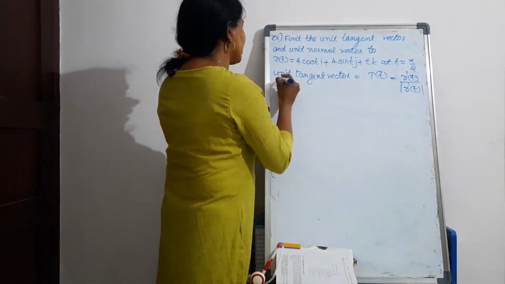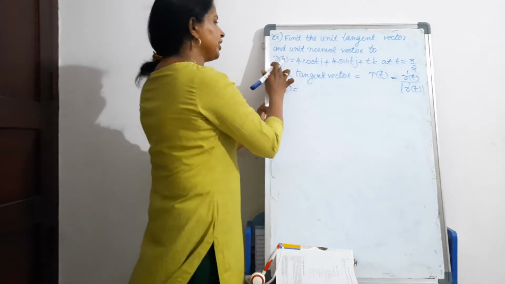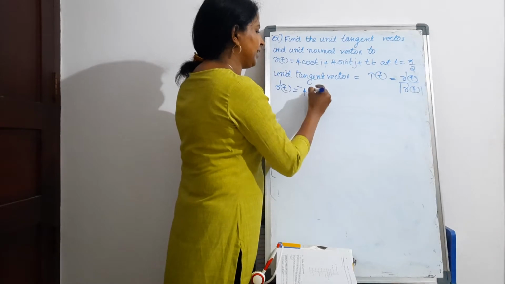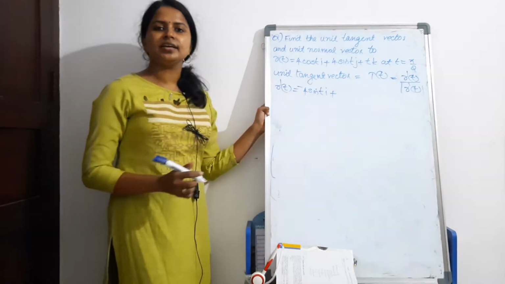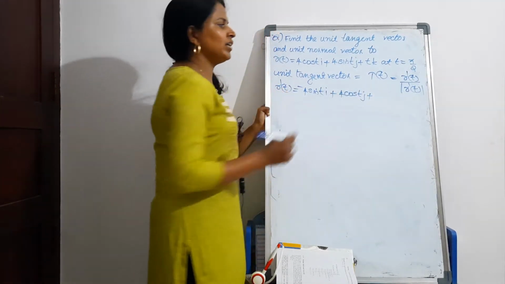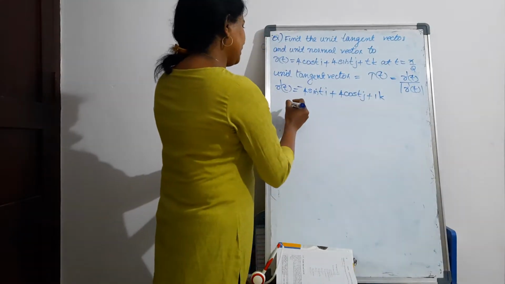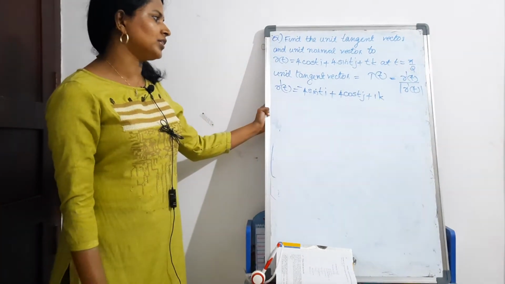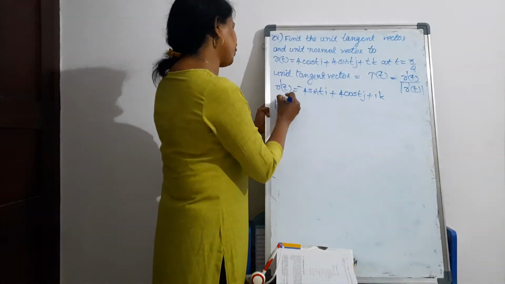First we find r dash t. r dash t is the derivative of r of t. The derivative of 4 cos t is minus 4 sin t i, plus the derivative of 4 sin t is 4 cos t j, plus the derivative of t is 1 k. So this is minus 4 sin t i plus 4 cos t j plus 1 k. Then the modulus of r dash t.